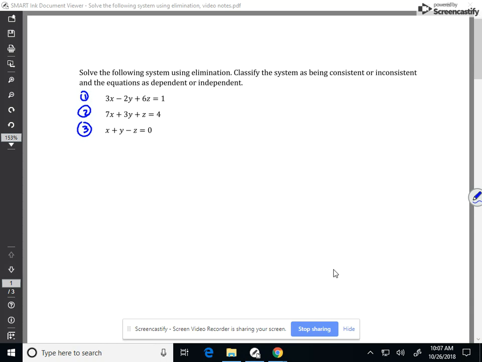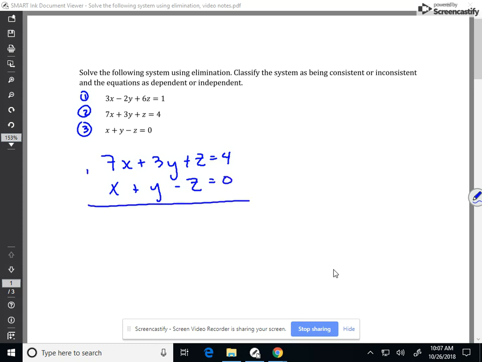So I'm going to take equation 2 and equation 3, and I'm just going to add them together. So adding these together, I get 7x plus x is going to give me 8x, and 3y plus y is going to give me 4y. And the z, positive z and negative z, will cancel out. And so 4 plus 0 gives me 4. So now I have a new equation here.